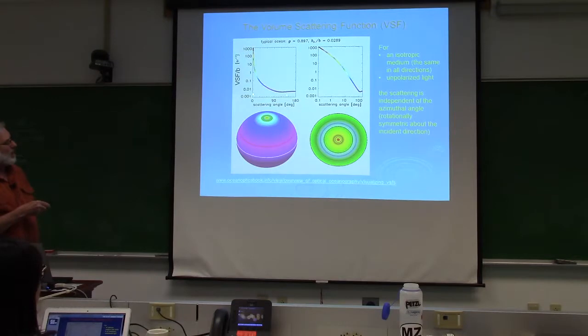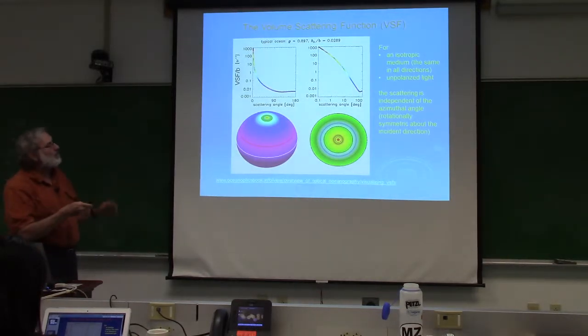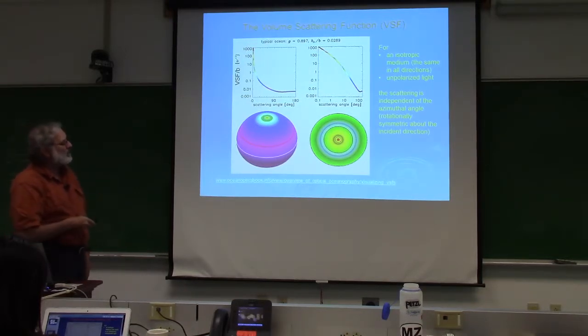So here's a log linear plot. Here's the same thing on a log plot. And for ocean particles, typical particles, you get very high scattering at very small angles and much less scattering at large angles. And there's usually a minimum at somewhere around 120 degrees, and then it may go back up just a little bit. So that's simply a plot of a typical ocean scattering function, that kind of behavior.